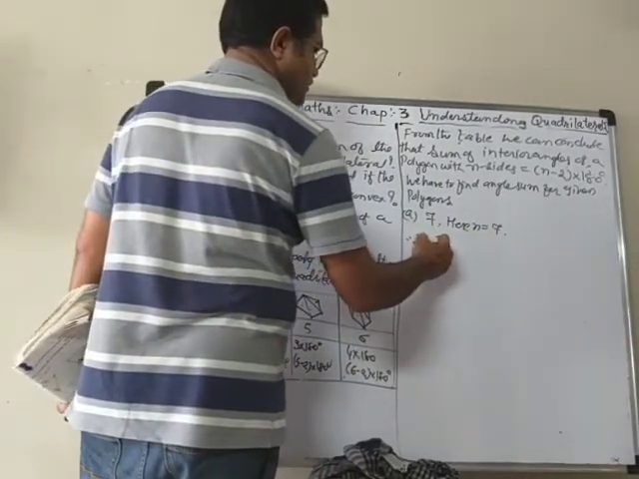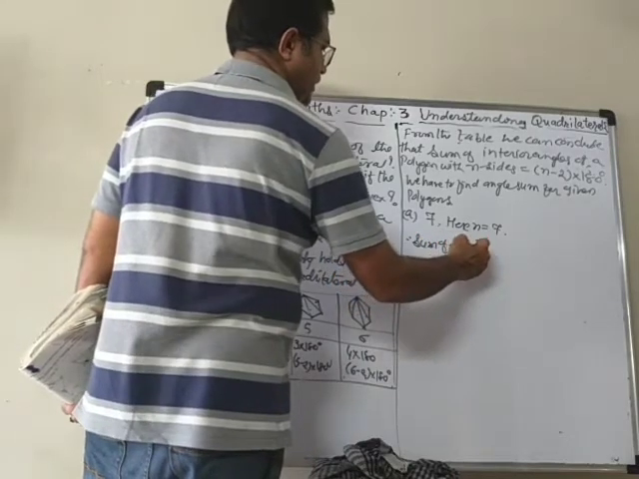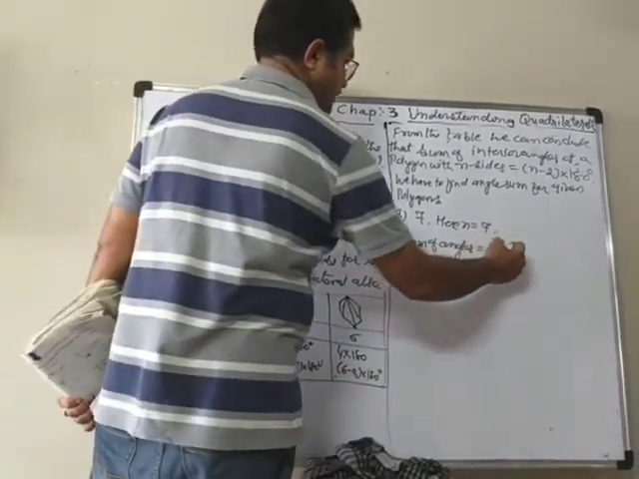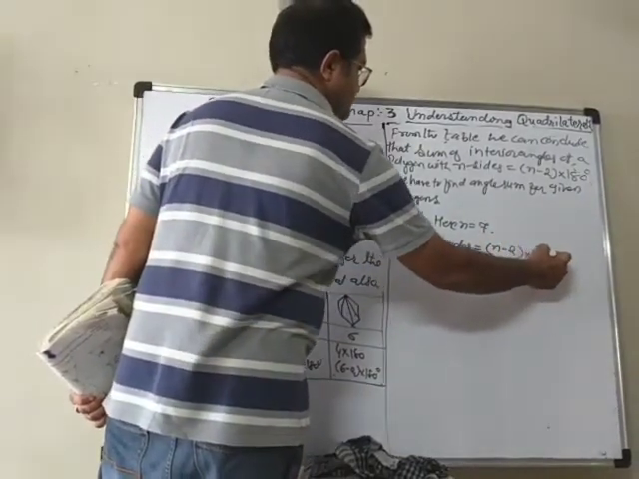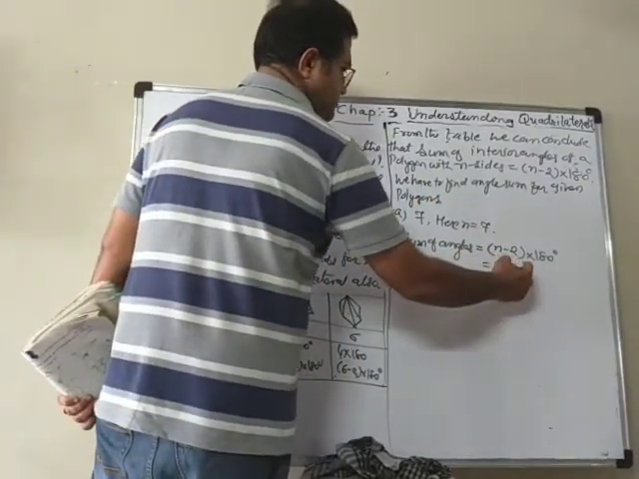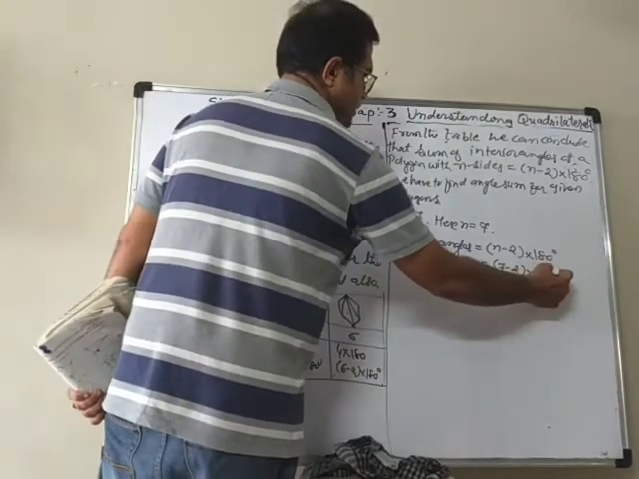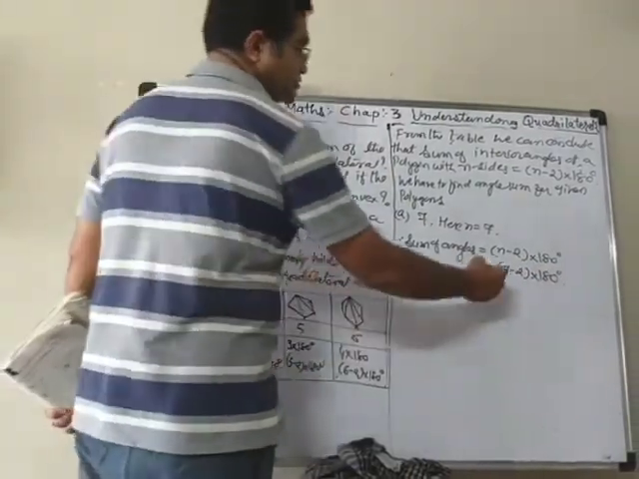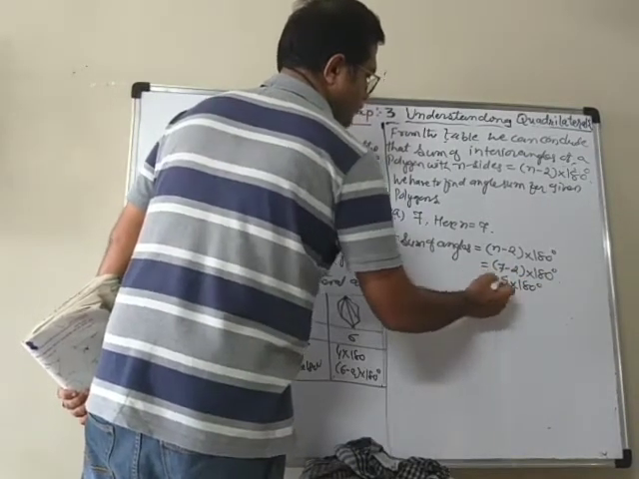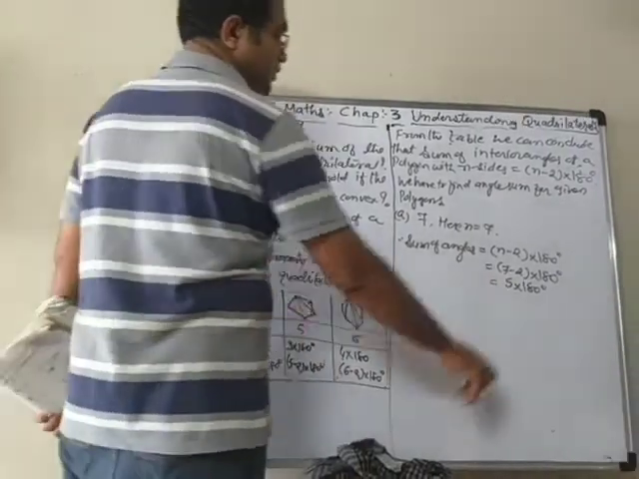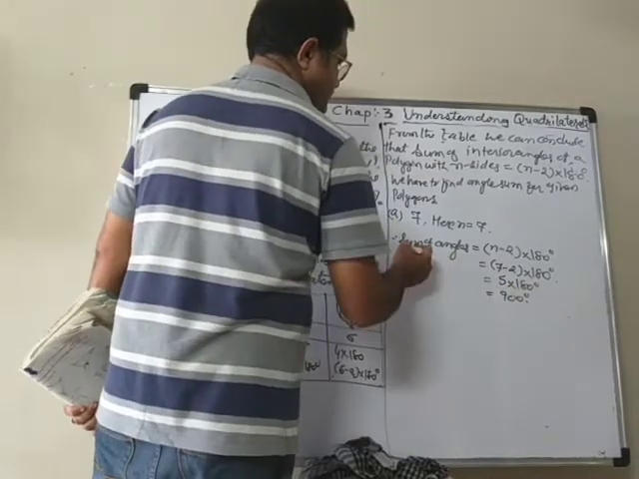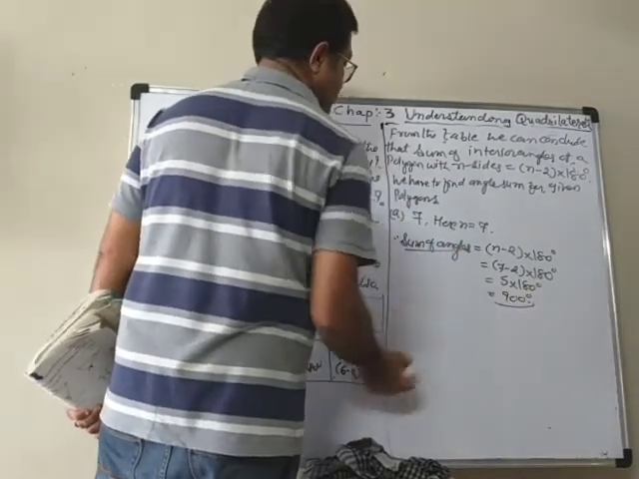Therefore, the sum of angles is equal to, what is the formula? n minus 2 multiplied by 180 degree. Here n is equal to 7, means 7 minus 2 multiplied by 180. 7 minus 2 is 5. So 5 multiplied by 180 degree. 5 times 18 is 90, and another 0. It means the sum of angles is equal to 900 degree.